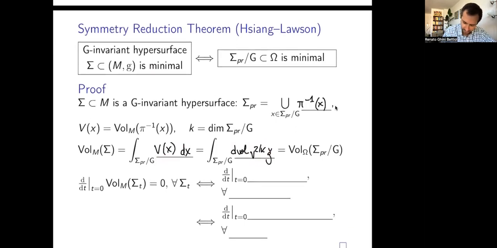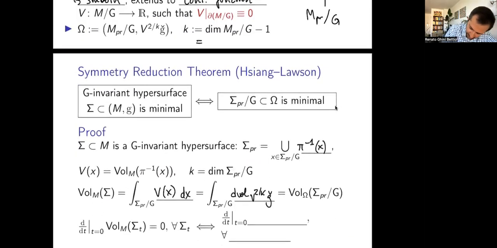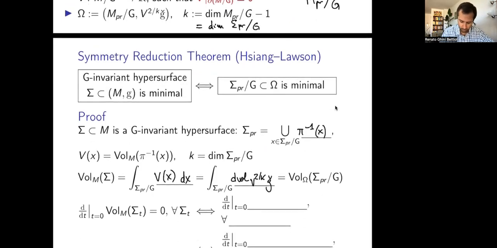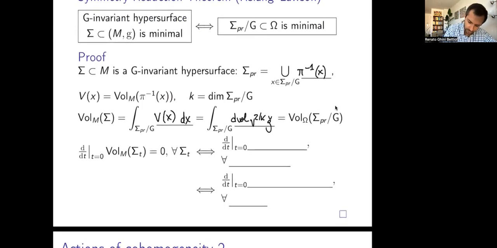So perhaps that's the observation I should have made up here. This is exactly the dimension of the image of a hypersurface. If sigma is a hypersurface in M, K is the dimension of its image in the quotient, so that this equality here works out. All right, and that's the volume of this image downstairs in the conformal metric.